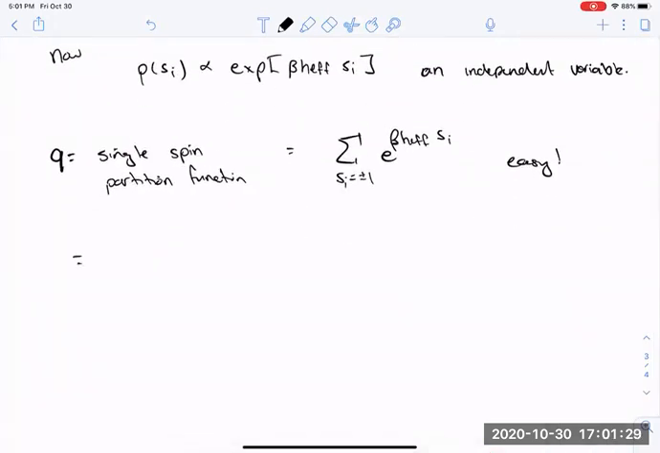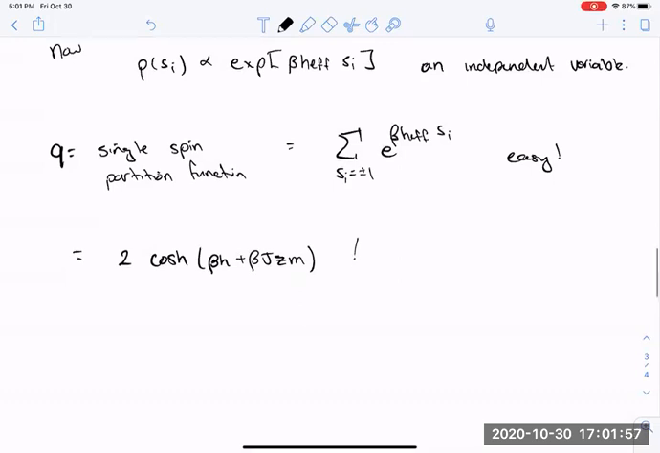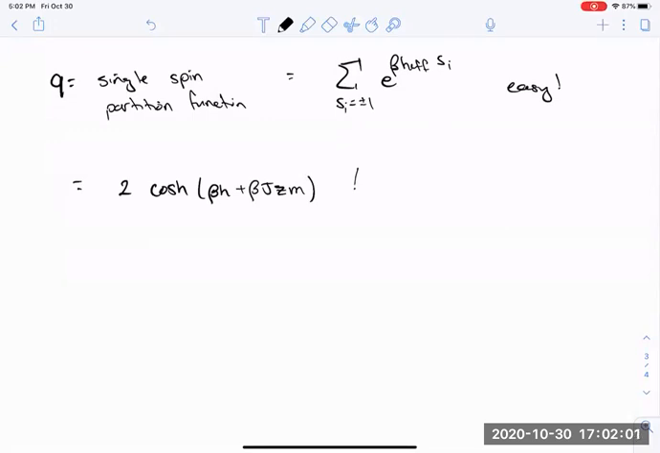It's going to have two terms, a sum of exponentials with opposite signs in their arguments, which is one way of denoting the hyperbolic cosine of its argument, in this case, beta h plus beta jz m. Twice that is then the single spin partition function. From that single spin partition function, we can then ask questions about the average and fluctuation behavior of our single spin. So for example, we can compute the average magnetization of that tagged spin.